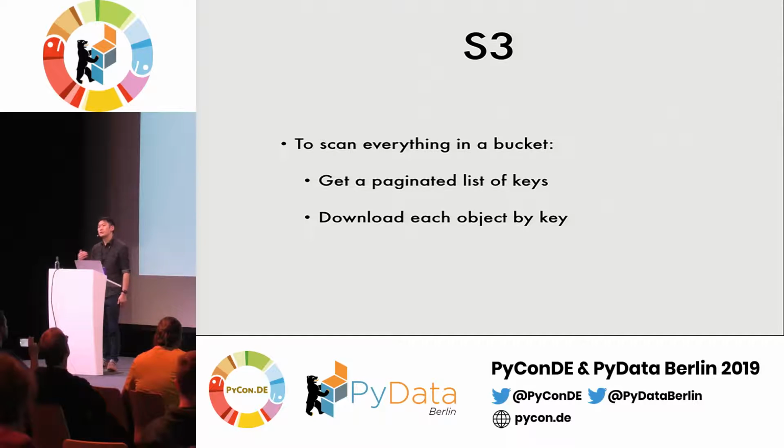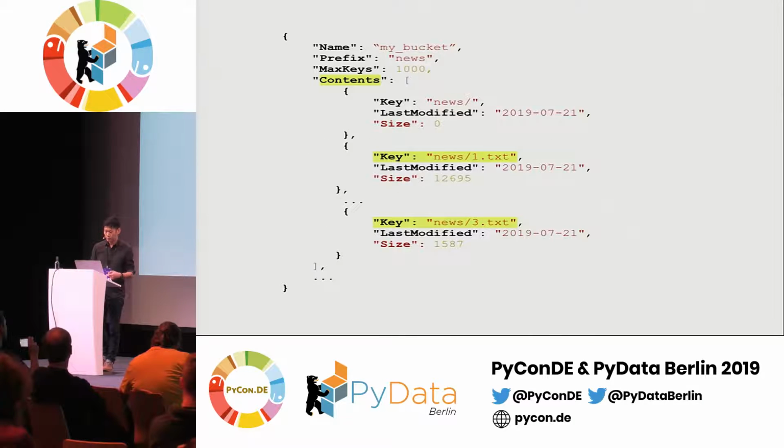The other thing to know about S3 is there might be hundreds of thousands or millions of objects within a bucket. So if you need to scan a bucket, what you actually have to do is get a paginated list of keys and then parse those pages to get the keys out, then download each object by key individually. So here's an example of what one of those pages looks like. Basically what's highlighted in yellow is what we need to parse out. So we just need to get contents and key, and there's only 2 keys in this example.